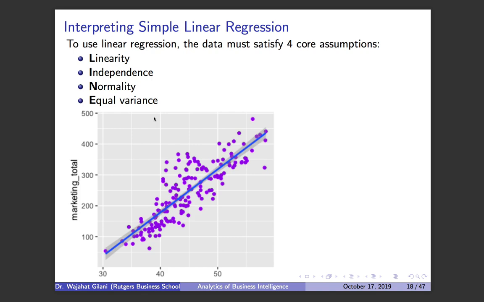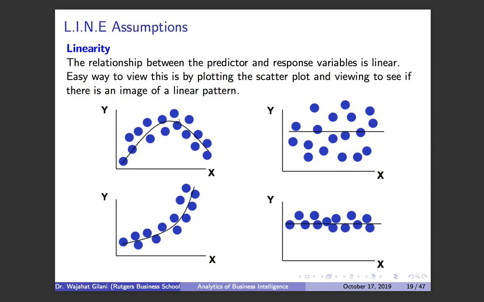The acronym is LINE: Linearity, Independence, Normality, and Equal variance. If your data satisfies these assumptions, then that's one step saying, yes, you can use a linear model. If your data satisfies these four assumptions, go ahead and use a linear model to build some sort of predictive model off that data. All right, so let's start off with the first assumption, linearity.